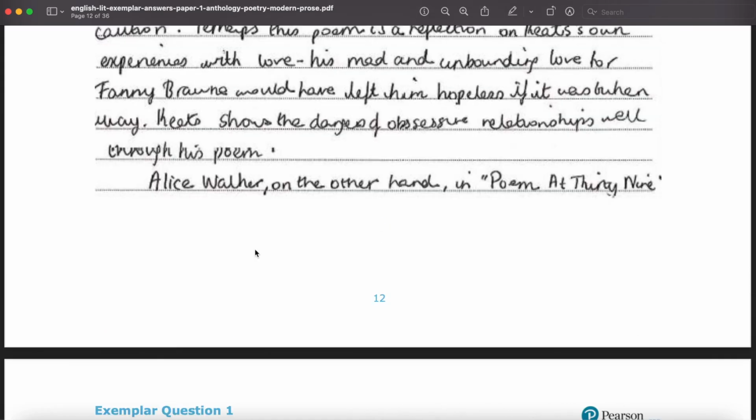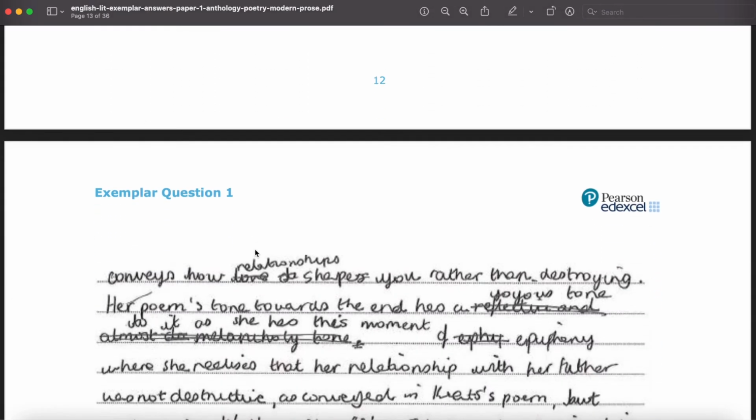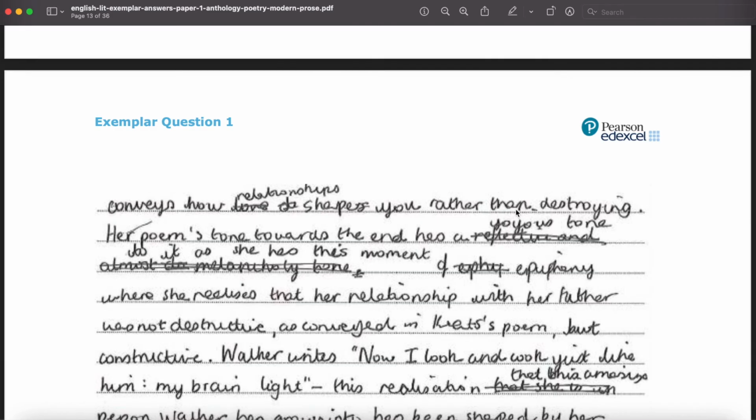Sorry for scrolling down. Alice Walker, on the other hand, in poem at 39, conveys how relationships shape you rather than destroying.